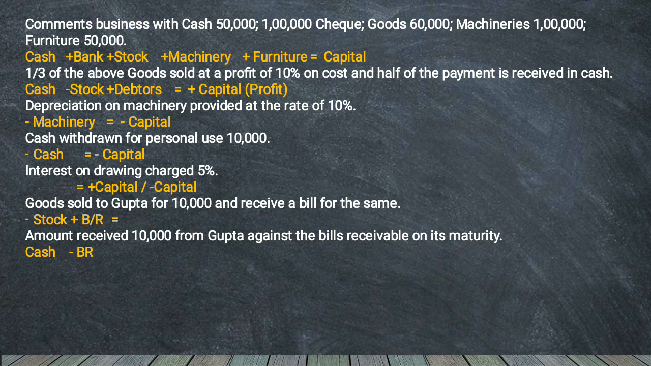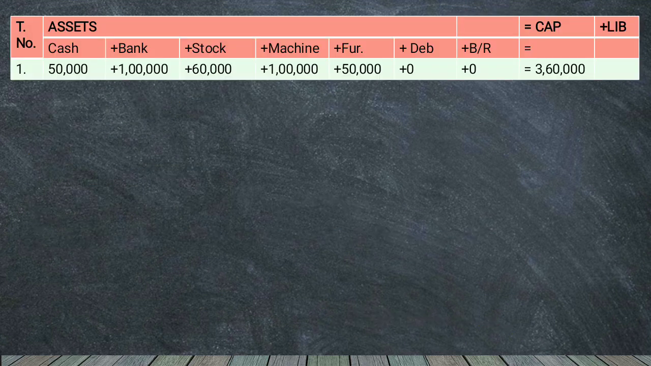So on the basis of all the questions, first we have to read the questions, and on the basis of the question we have to find out which items are going to be affected. Okay, so we have to make a list of all the assets and all the liabilities that are going to be affected in this question. So here, on the basis of all the transactions, I have already written all the items. As you know, the first and very important equation is assets equal to capital plus liabilities, or you can say assets equal to liabilities plus capital.